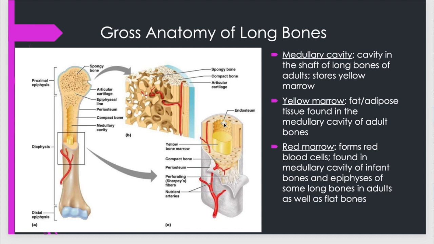They are found usually in the medullary cavity in infants, and then as we age, that goes away. That becomes yellow marrow that's stored in there. And then the red marrow is just going to be in the ends of our long bones and kind of where that spongy bone would be, as well as in our flat bones as adults.